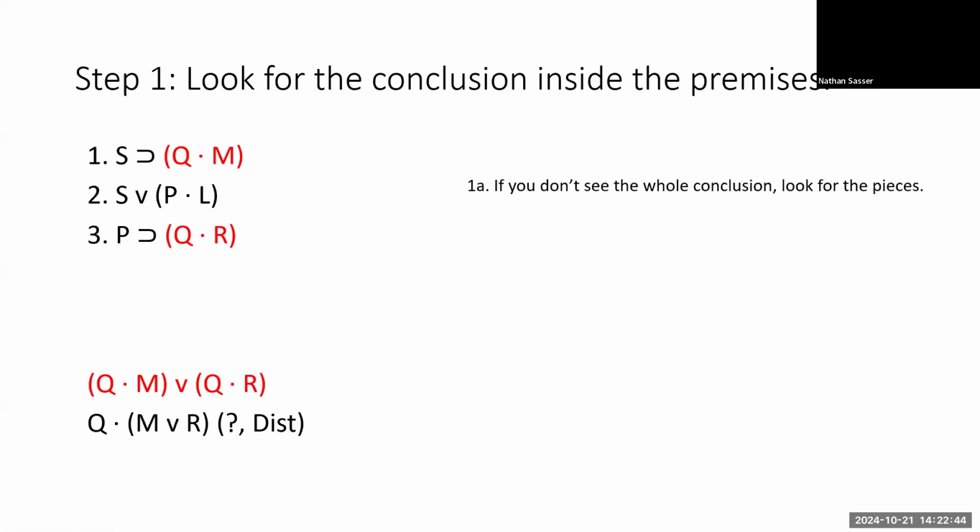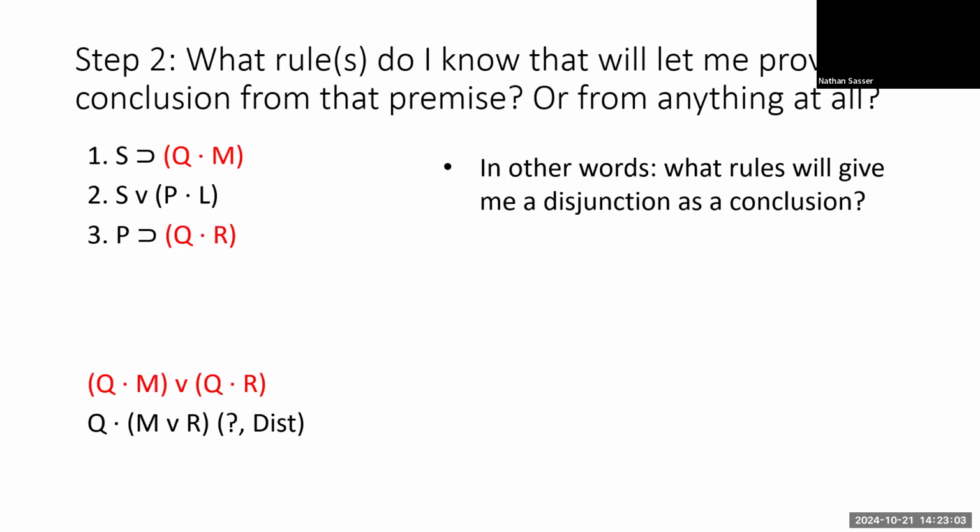So again, I'm going to look for the conclusion inside the premises. And like I mentioned before, I see parts of it in line 1 and line 3. Because I don't see the whole thing anywhere, I'm looking for the pieces. All right, and where do I go from here? The next step is this.